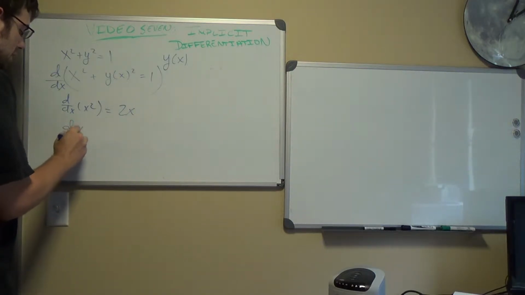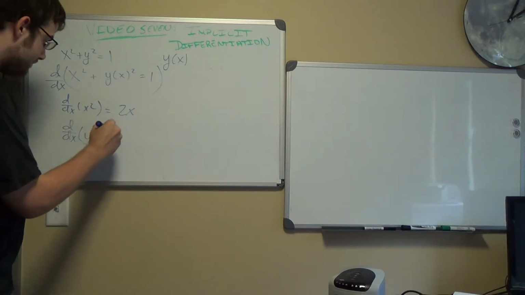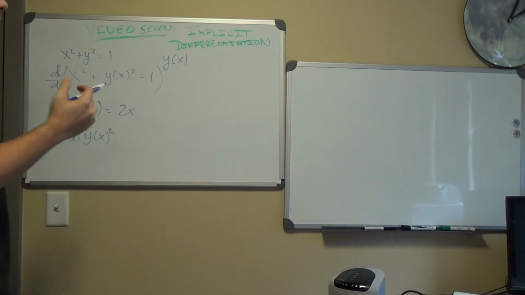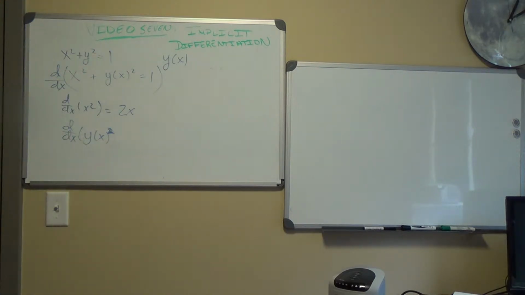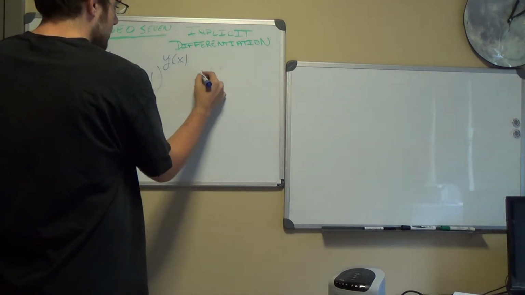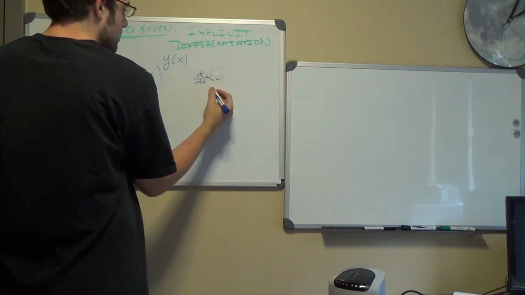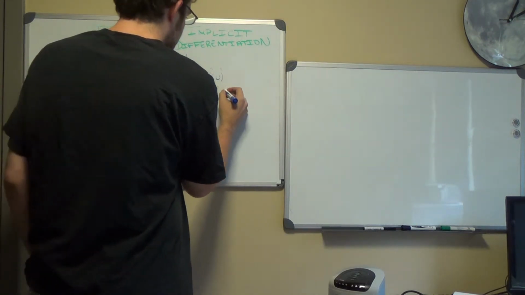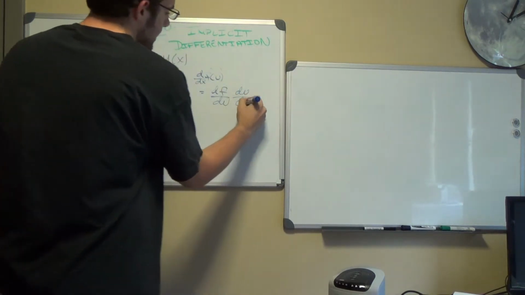d/dx of y of x squared. This is actually simpler than it seems. All you have to do is apply the chain rule. Because if you remember, d/dx of f of u is equal to df/du times du/dx.